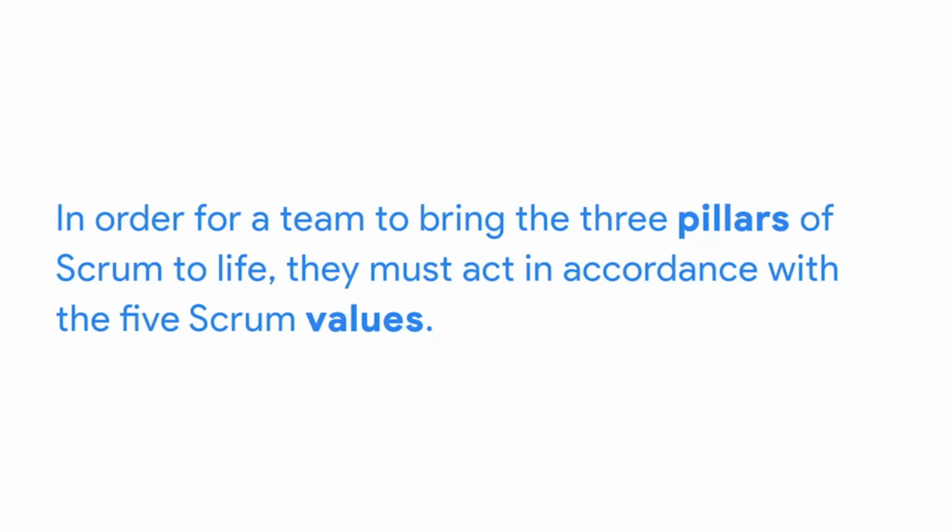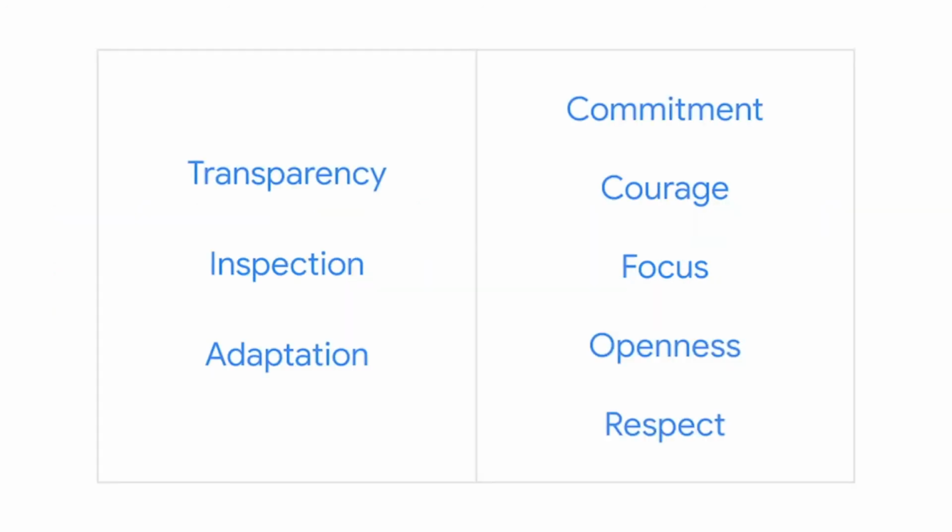In order for a team to bring the 3 pillars of Scrum to life, they must act in accordance with the 5 Scrum values. For example, if a team aims to achieve transparency between themselves and their stakeholders, they need to be open to sharing information while still having the focus to share the most relevant information. For a team to effectively inspect their work and their processes, they must have the courage to offer difficult feedback and have the mutual respect to really listen to what others have to say. For a team to adapt to their inspection results, they must have the courage to make changes and learn from them. They must also be committed to the goals of the team and follow through on the adaptation.